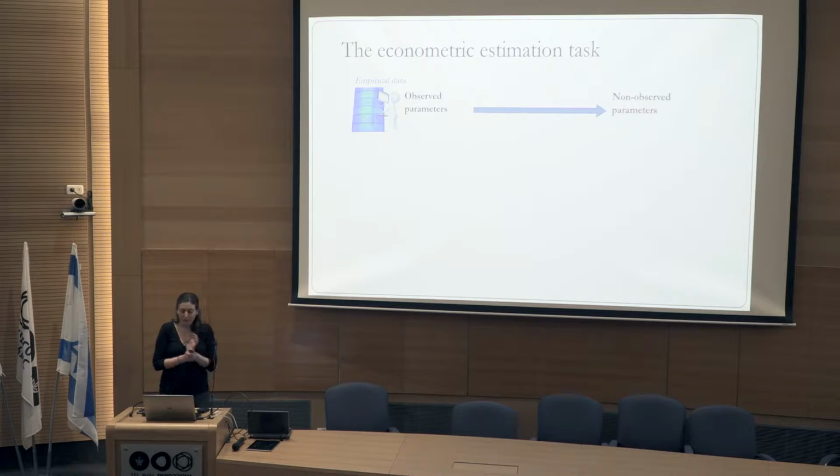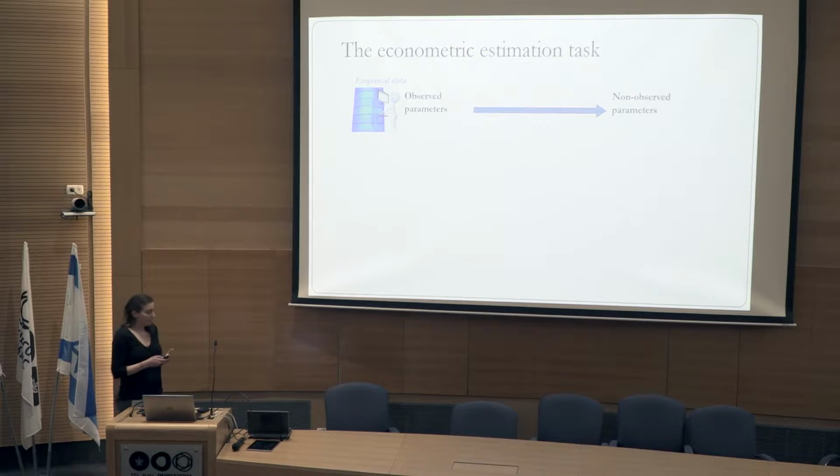Okay, so we will consider the econometric estimation task. Let's think about that we are looking at some empirical data, and we would like to use parameters that we can observe in this data in order to estimate parameters that we cannot observe in the data. In order to make this estimation, we must make assumptions about how these parameters are related, and these assumptions are given in the model that we use.